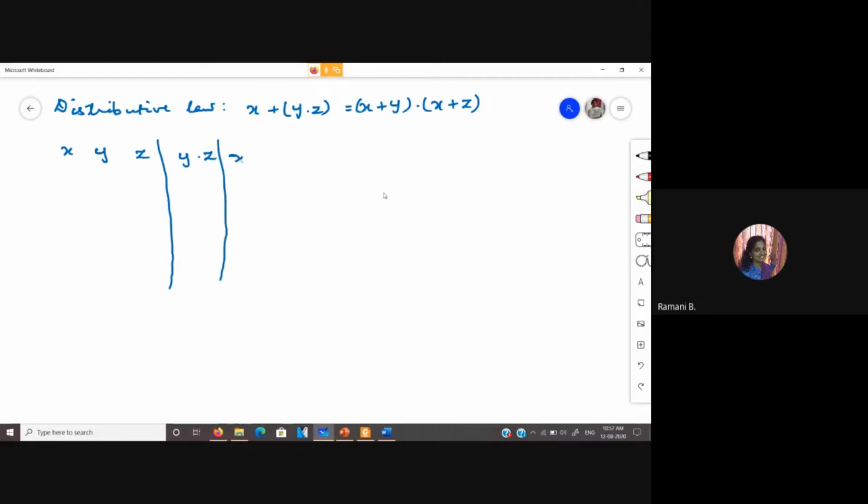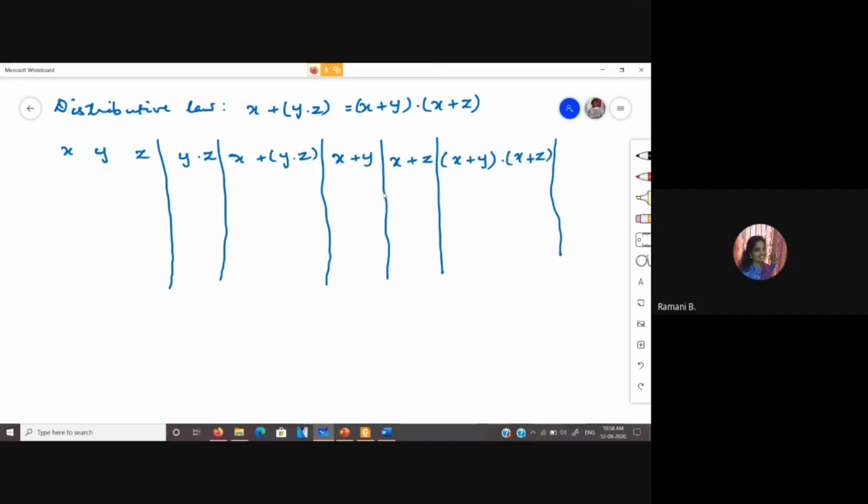Then we have x plus y dot z. Then we have x plus y, x plus z, and x plus y into x plus z. So now we need to prove this one and this one to have the same values.